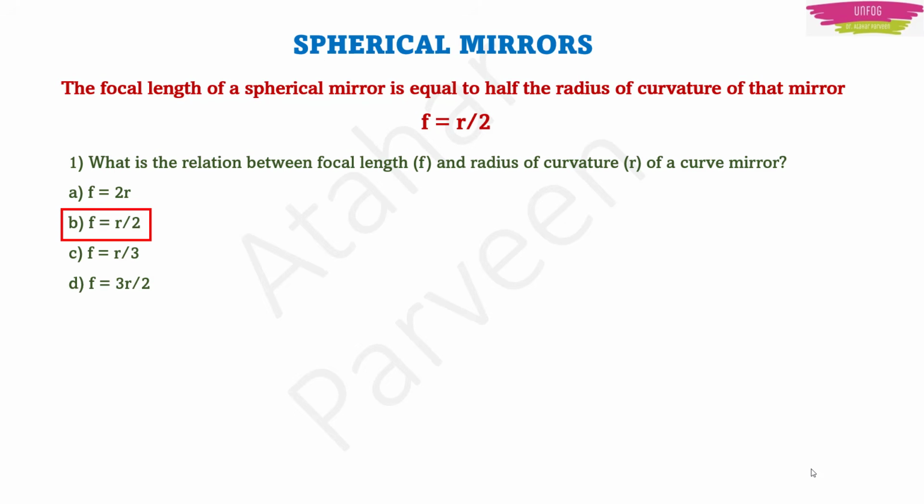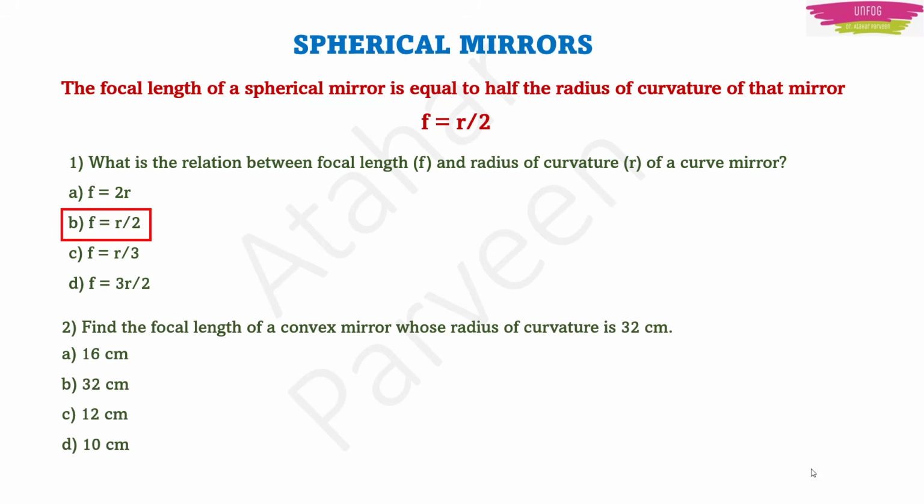There could be one more question, for example, like this. Find the focal length of a convex mirror whose radius of curvature is 32 centimeter. They have given you the radius of curvature. You have to find the focal length. Now you know that the focal length is equal to r upon 2. Just substitute and then you get the value. Okay, it is 32 upon 2, which is 16 centimeter.